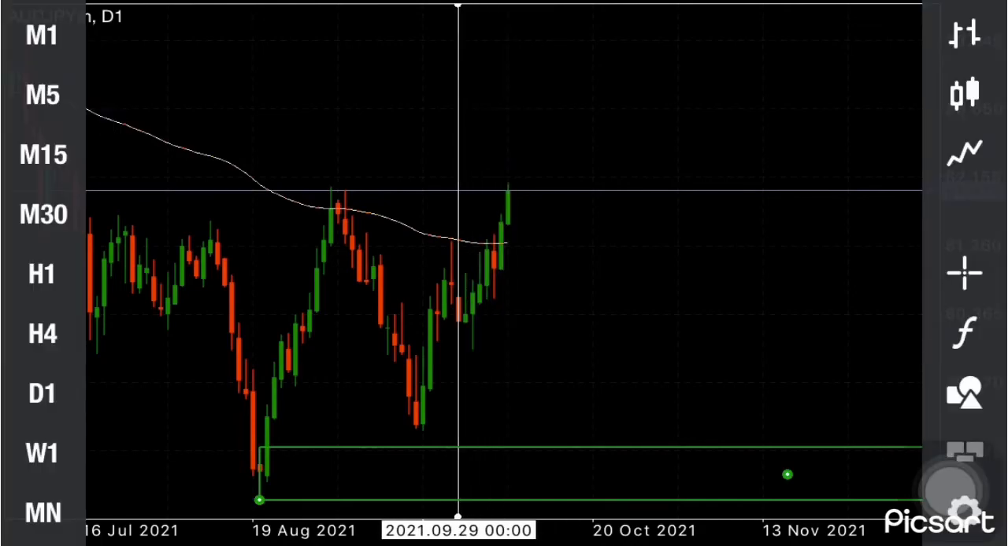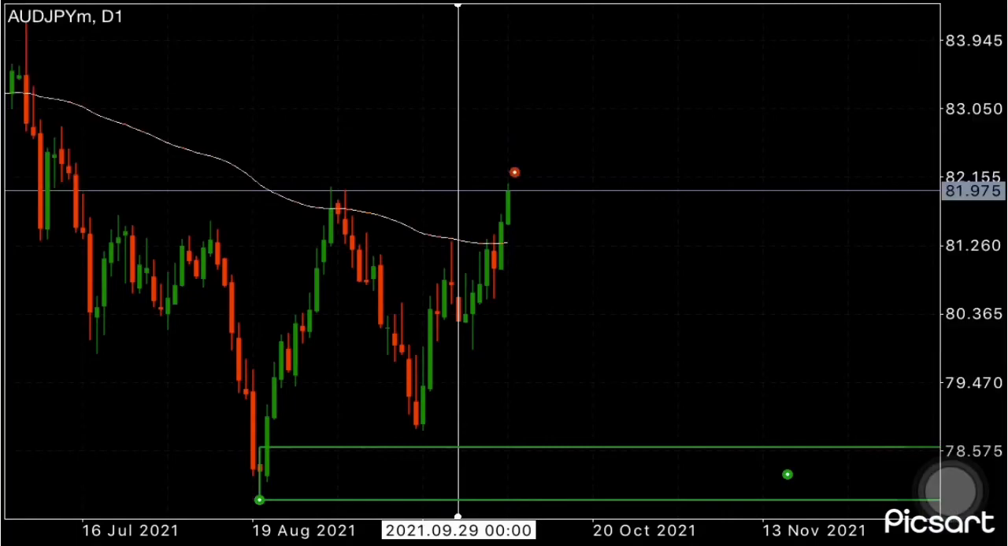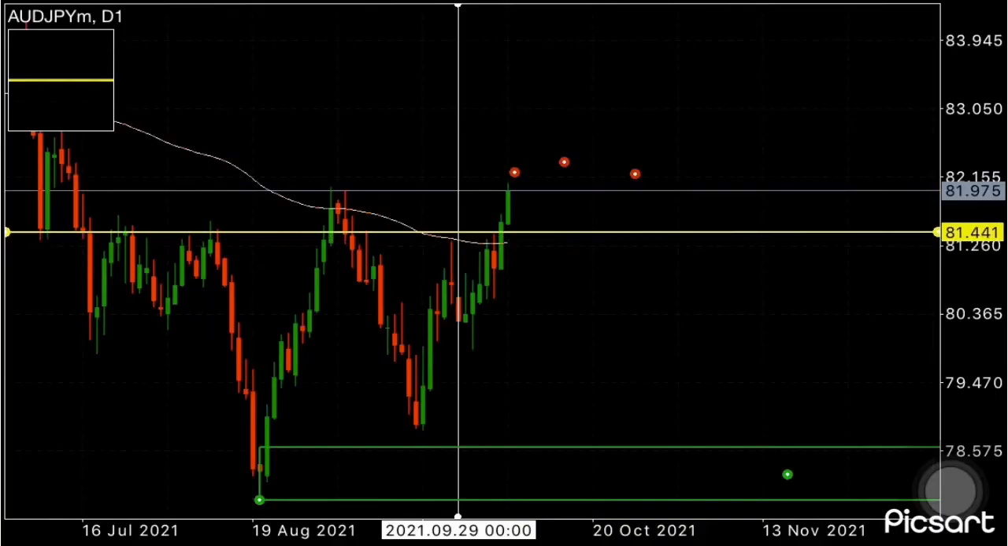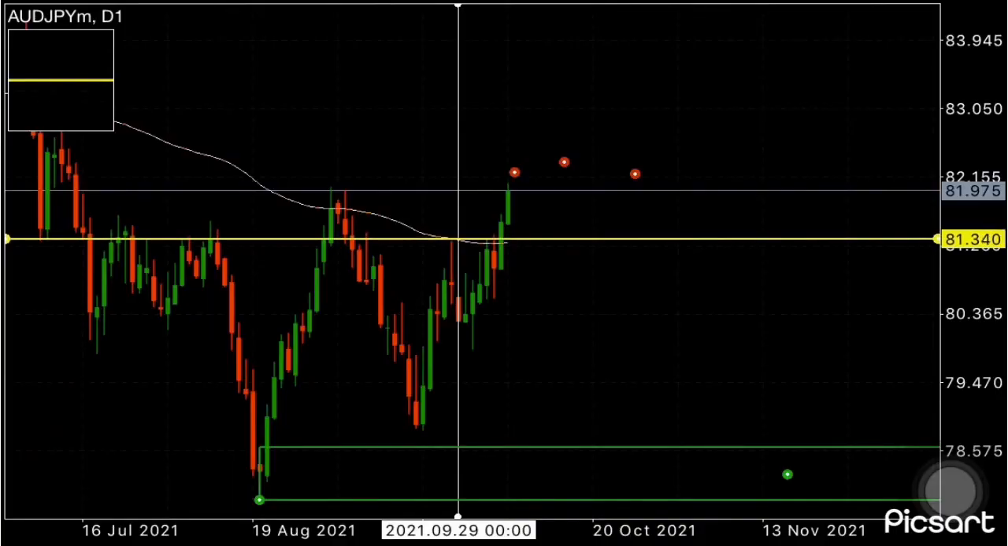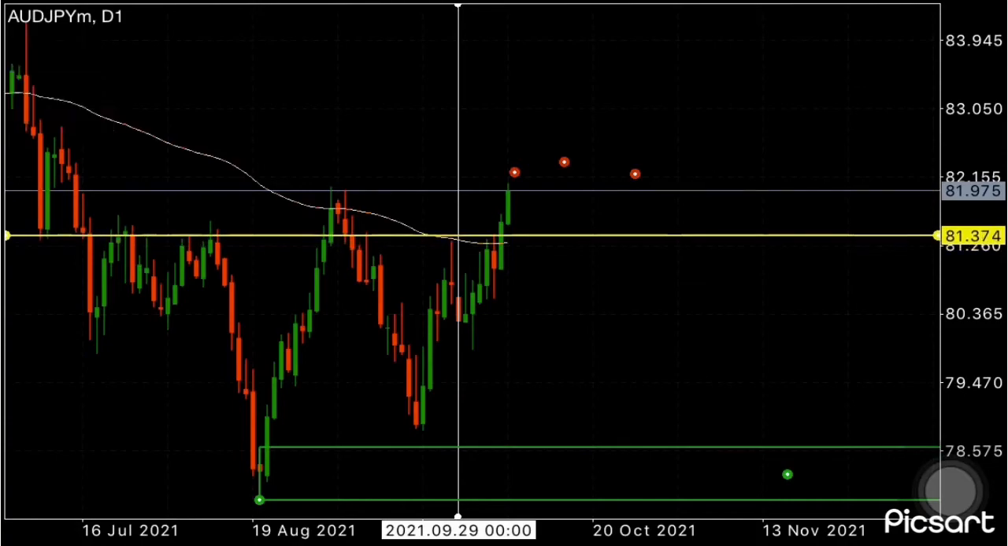At this point, let me use this. I just added these tools here. So this is what we're expecting from the AUDJPY. This is the level we're supposed to watch here, because this level that is marked here is our new support level.